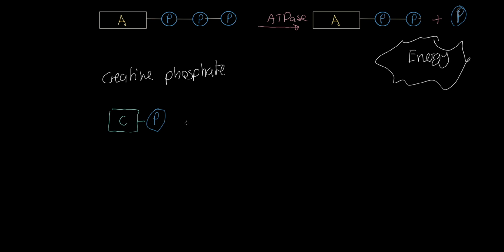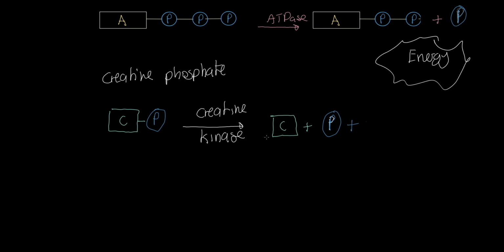And what we can do is take creatine phosphate, and at the start of exercise, especially intense exercise, in the presence of an enzyme called creatine kinase, we are going to get the breakdown of creatine phosphate. And what we're going to be left with is creatine plus a phosphate group, plus we've got the release of energy.